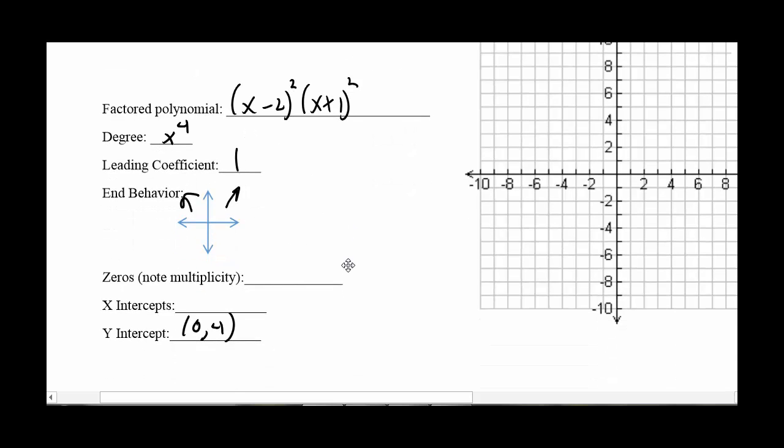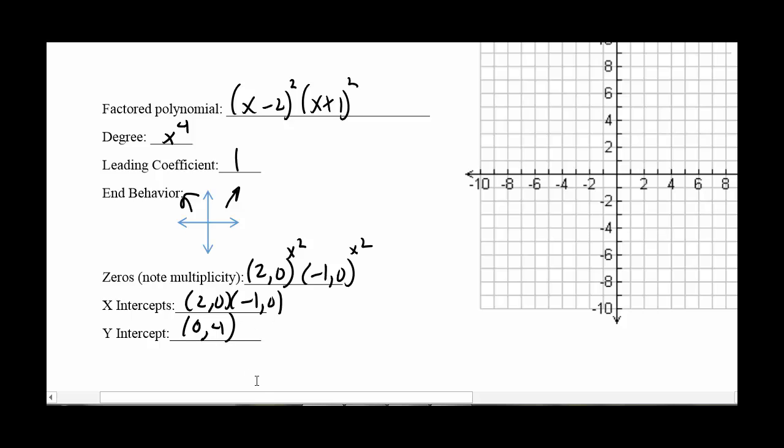And note the multiplicity. So it crosses at 2, 0. There's a multiplicity of 2. And at negative 1, 0 with a multiplicity of 2. And there's my lovely repeated question that got to work on that.